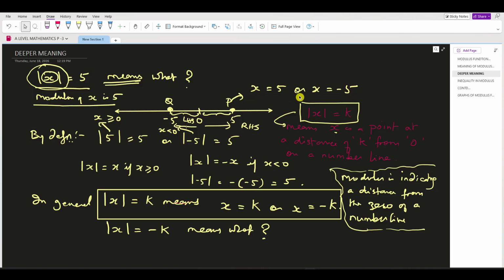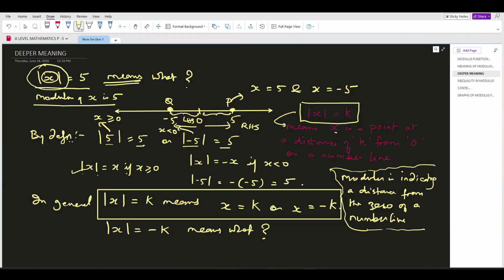If you don't want to write or, you can write and also. It will be better to write and. x equal to 5 and x equal to minus 5, right? So by definition, you know that modulus of 5 is equal to 5 and modulus of minus 5 is also equal to 5. See, this was the definition.